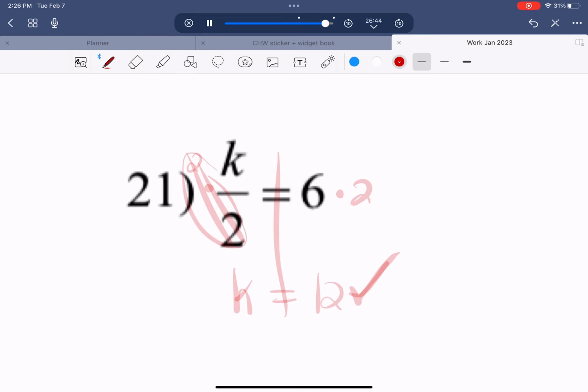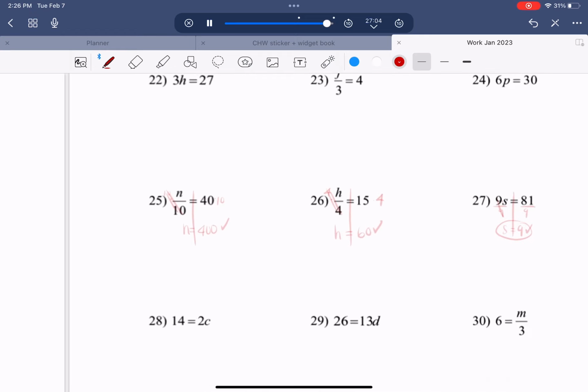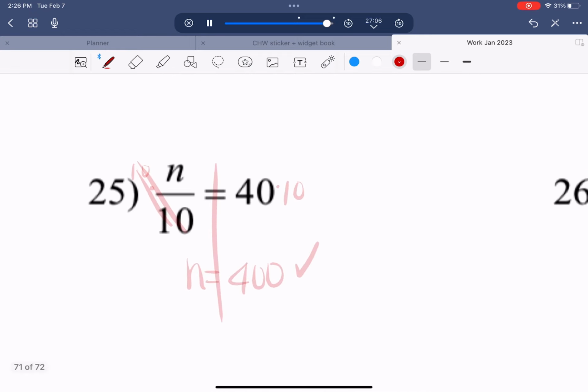Number 21. This says k divided by 2. So if it's dividing by 2, the opposite is to multiply by 2 and multiply by 2. Here, these two cancel. And then I get k. And 6 times 2 is 12. So my answer would be 12. That's really how you just do all of them.